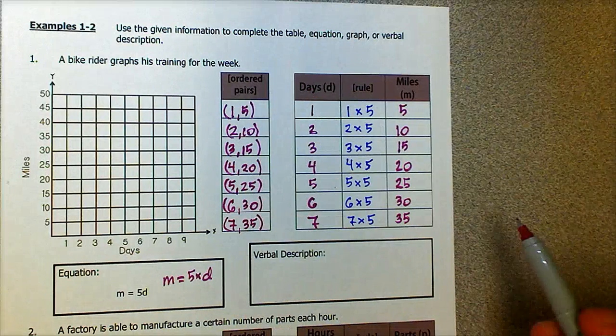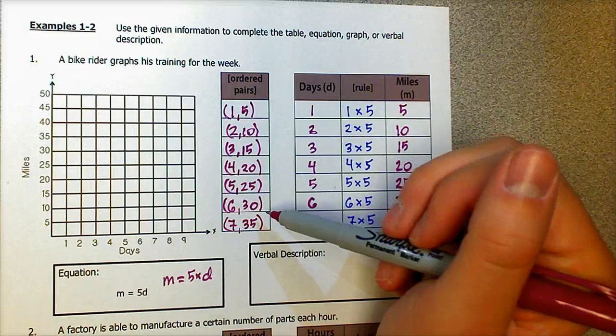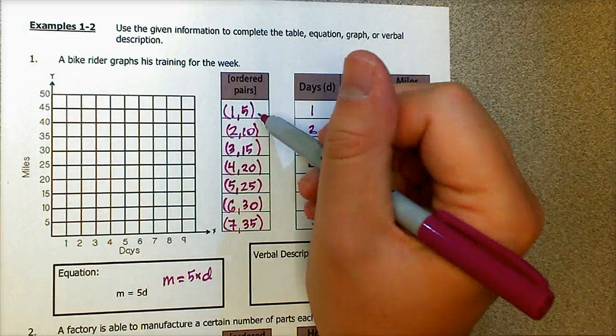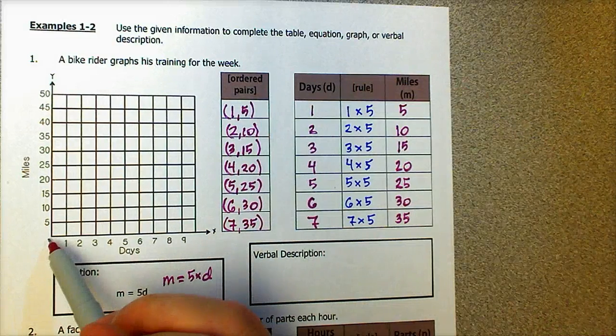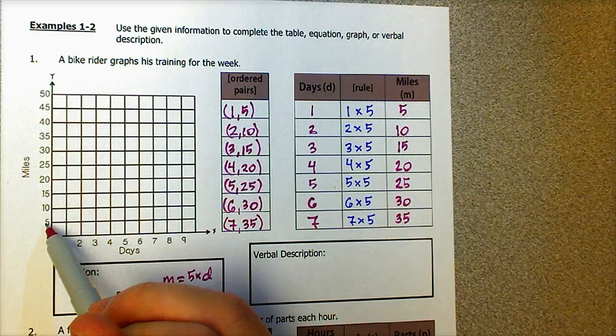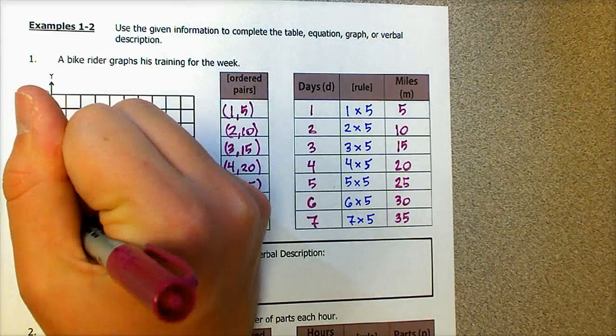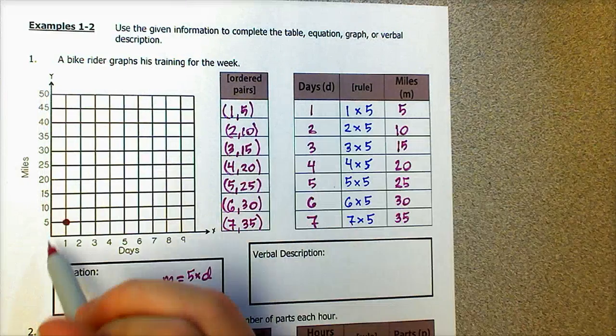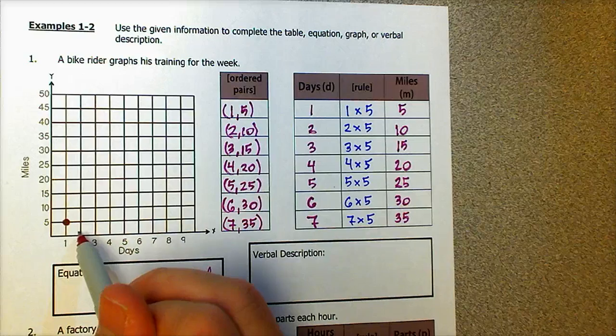Okay, so now I want to plot these 7 ordered pairs on the coordinate plane. So 1, 5. Here's my origin, here's 0, 0. 1, 5 would be right 1 and up 5. Notice 5 is marked right here. So there's 1, 5. 2, 10 would be right 2 and then up to 10.